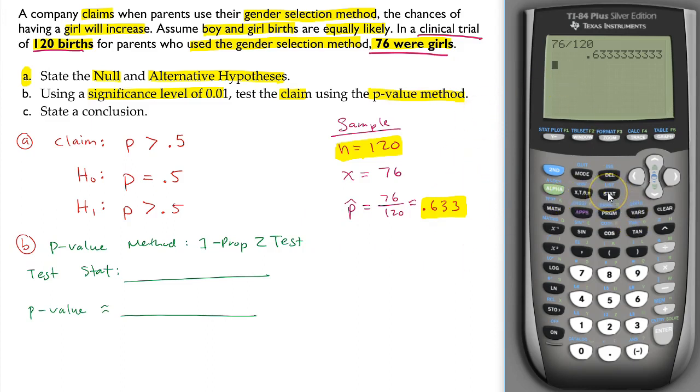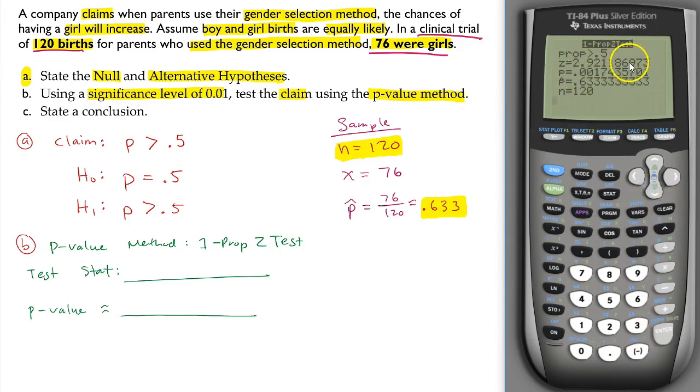All right, so let's go ahead and use the one prop z test. So we're going to go STAT, TESTS, 1-PropZTest, one proportion z test. So enter. This p sub 0, or p naught, is just the value in the claim, so that's 0.5. And then x is 76. n is 120. And this next line right here is the alternative hypothesis. In our alternative hypothesis, there's a greater than sign, so we're going to choose that. And then we're going to calculate.